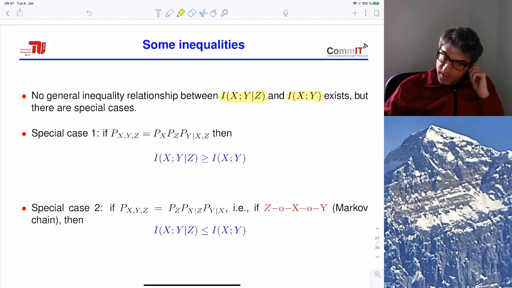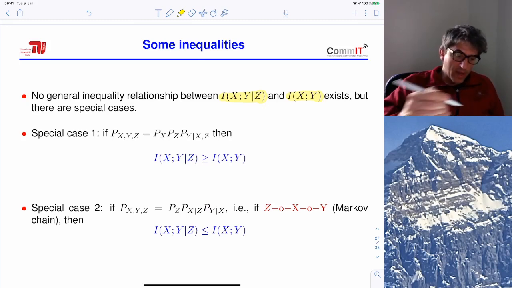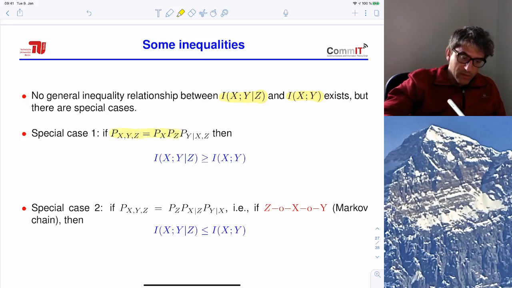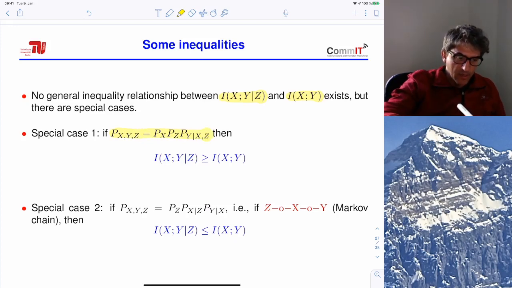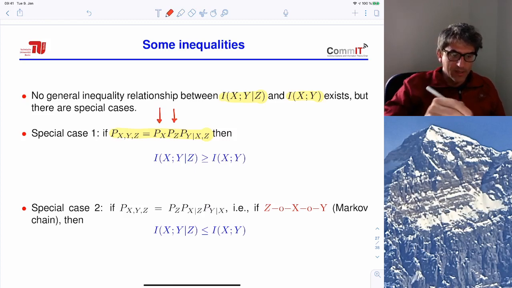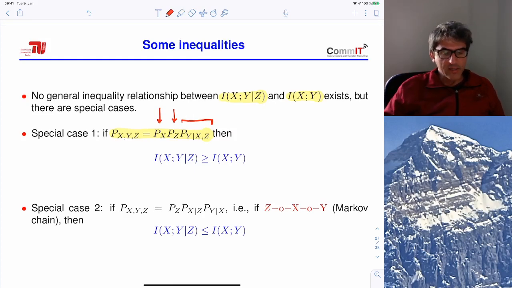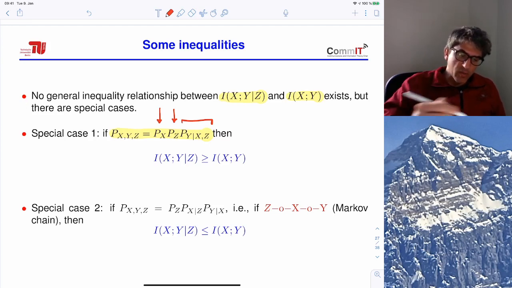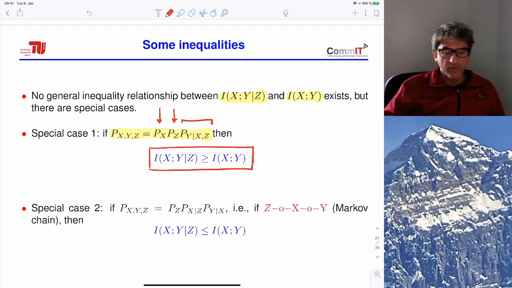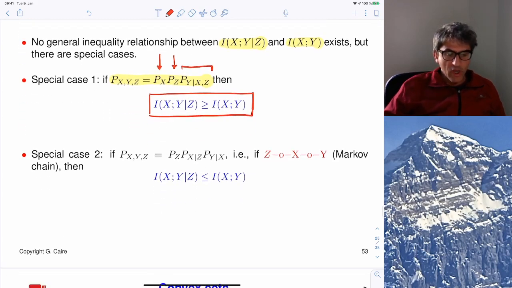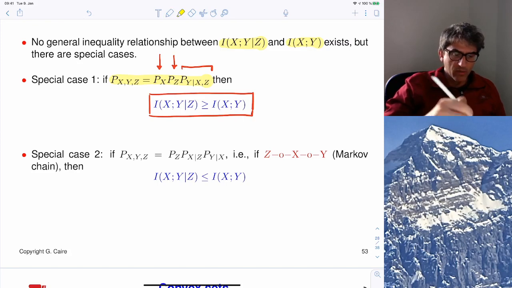But there are special cases. In particular, there is one case when the joint PMF of x, y, and z factors as the product of marginal x, marginal z, and then y given xz. When we have this special structure, then it turns out that we can prove that conditioning increases the mutual information.